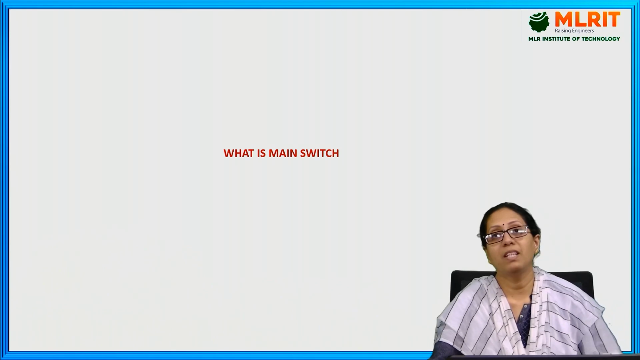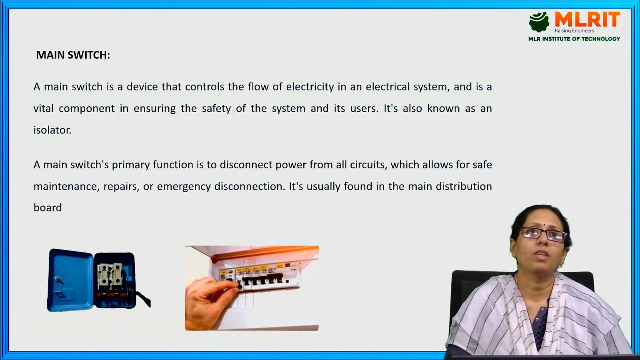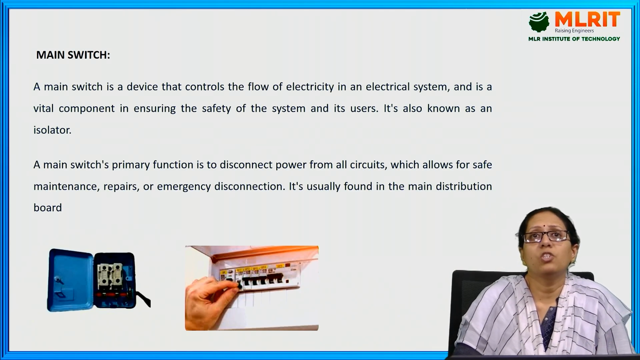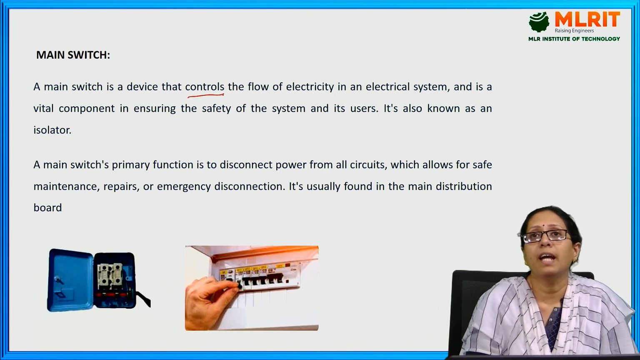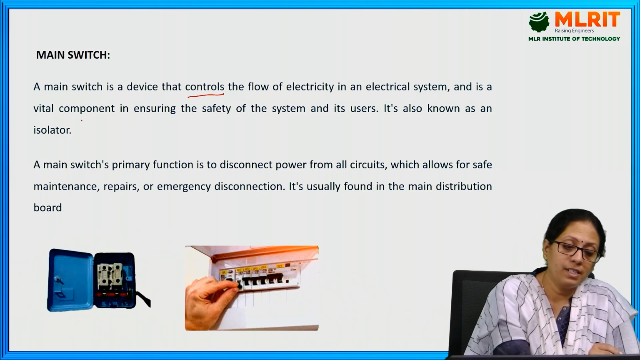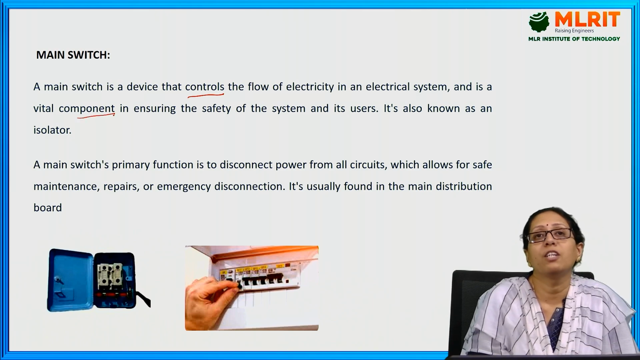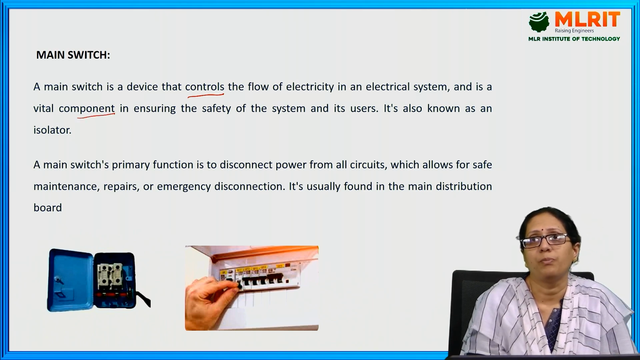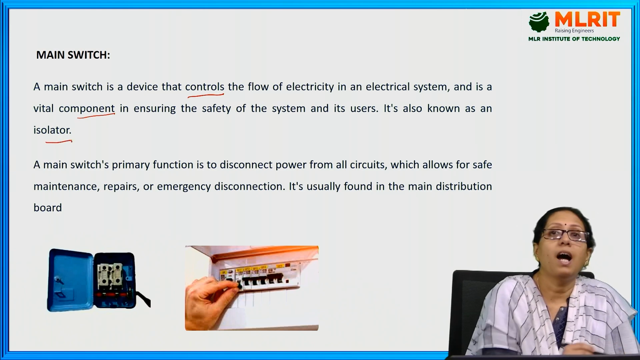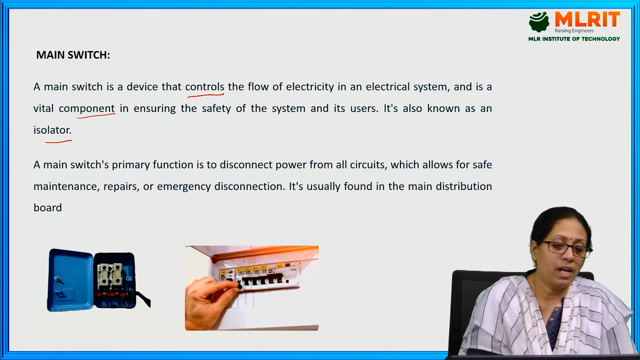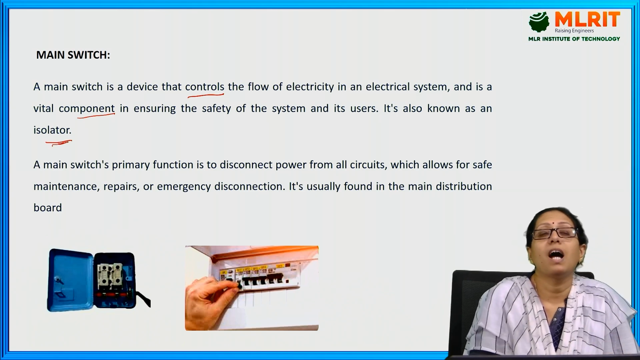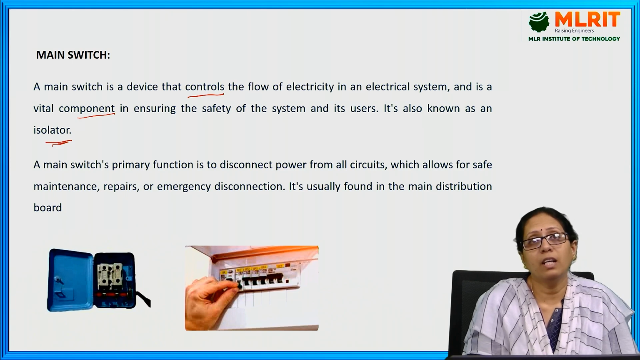What is a main switch? A main switch is a device that controls the flow of electricity in an electrical system, and it is a vital component in ensuring the safety of the system and its users. It is also known as an isolator. The main switch isolator, why? Because it isolates the electrical components from the supply.